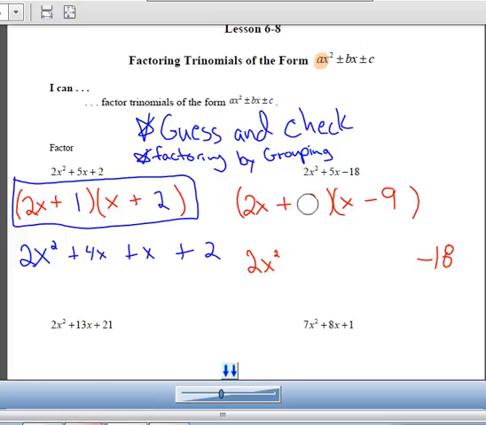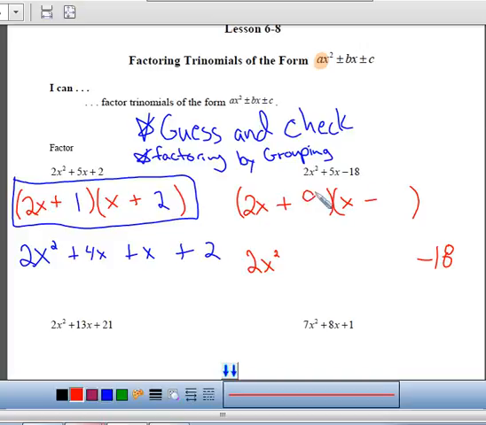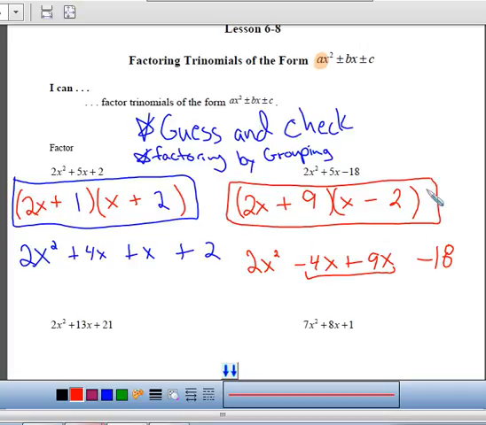Let's try switching it. What happens if I put the 9 over here and the 2 over here? So 2x times negative 2 is negative 4x. 9 times x is 9x. And hey, look at that. That's how I get my 5x. So this is the answer. That is the guess and check strategy.